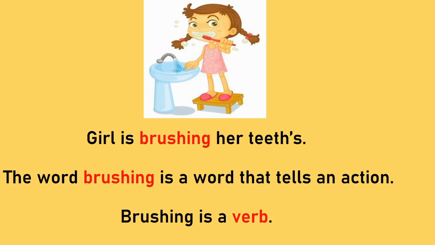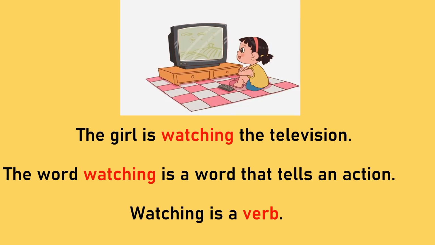Girl is brushing her teeth. The word brushing is a word that tells an action. Brushing is a verb. So here, brushing is a verb. The girl is watching the television. The word watching is a word that tells an action. Watching is a verb. So here, watching is a verb.